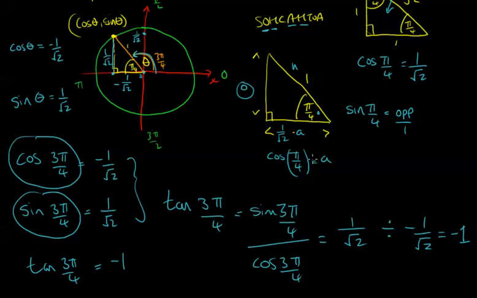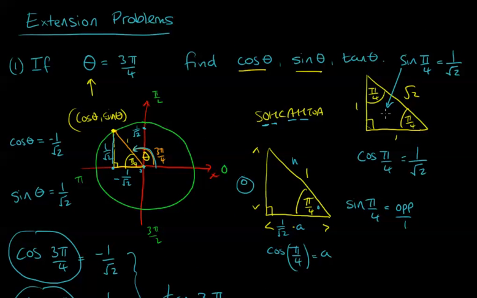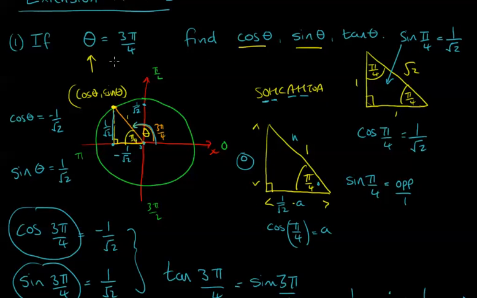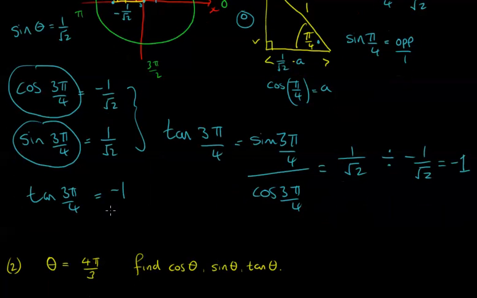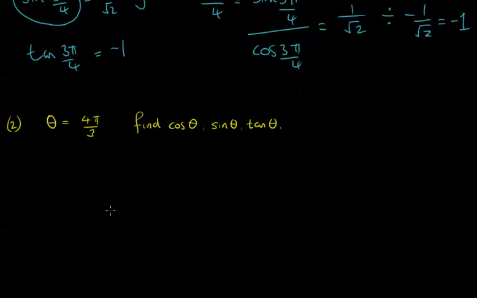So without the calculator, using a trig ratio that we know from before, we've worked out what cos, sine and tan of 3/4 pi are. It's got to be minus 1 over root 2 for cos, 1 over root 2 for sine, and minus 1 for tan. Alright, let's tackle one more.